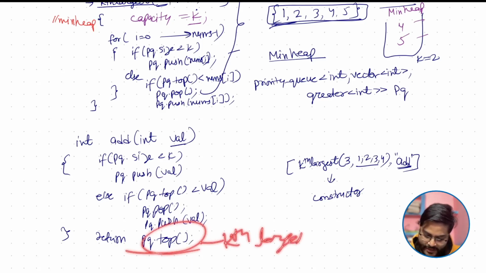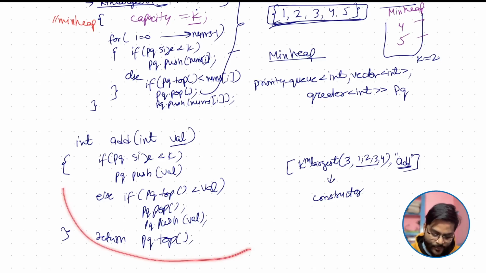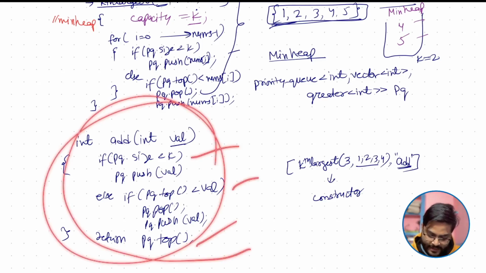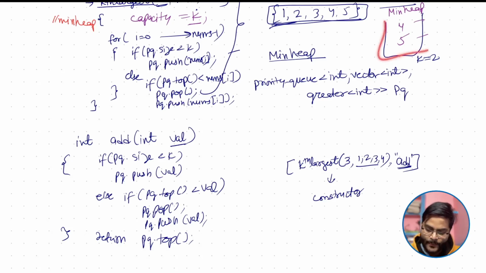As we keep on adding the data, it will keep on arranging the data according to our min heap property.